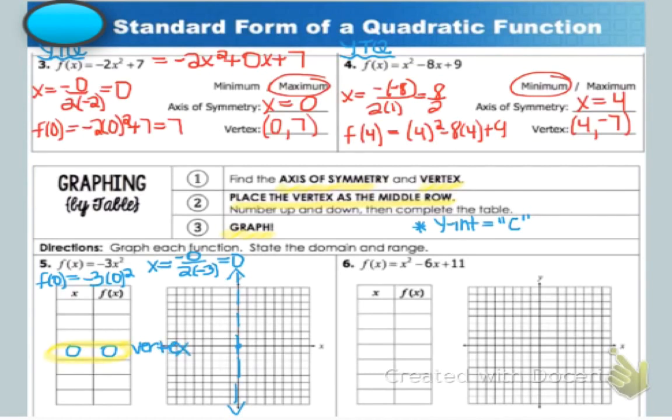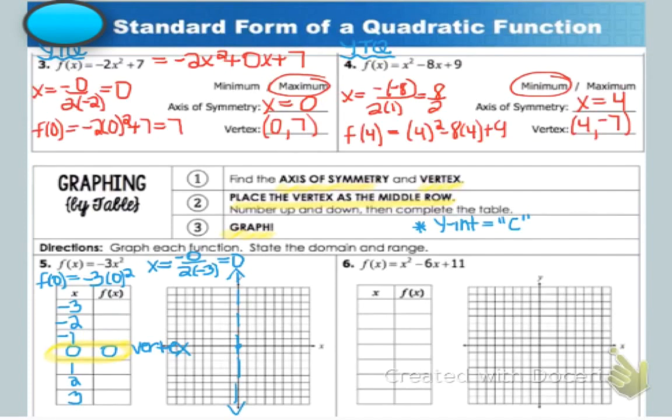Now I talked about knowing the c or the y-intercept. Well, in this case, because there is no b or c in standard form, we're actually going to have to complete a table to finish graphing this. So you number up and number down, so maybe plug in -1 and -2, maybe -3, and then going forward 1, 2, and 3. We can just simply substitute those in.